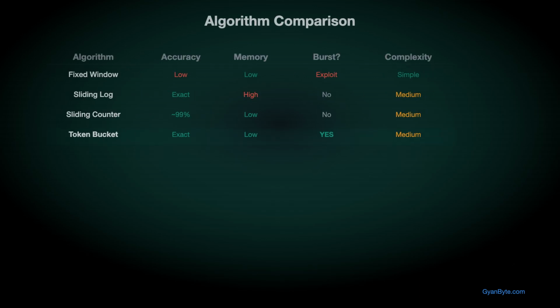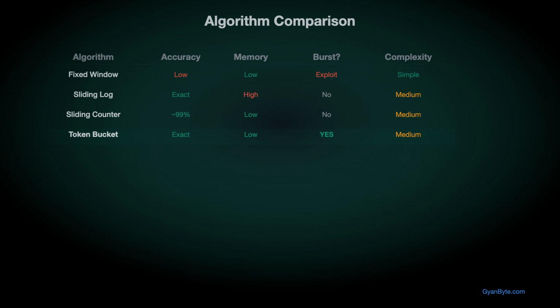Here's how to read the table, and more importantly, how to pick the right one in an interview. Fixed window: simplest to implement, lowest memory. The boundary exploit makes it unsuitable for any API where the limit actually matters. Sliding log: exact accuracy, too much memory for production at scale. Sliding counter, the practical default. Low memory, close enough accuracy, no burst.